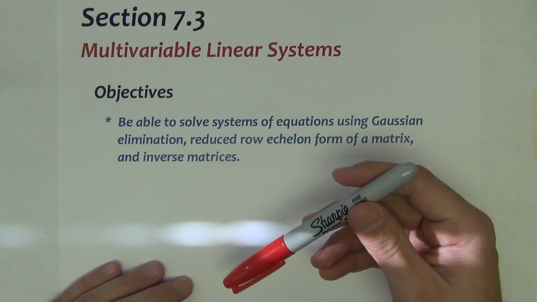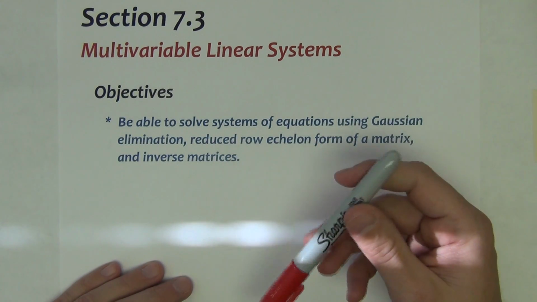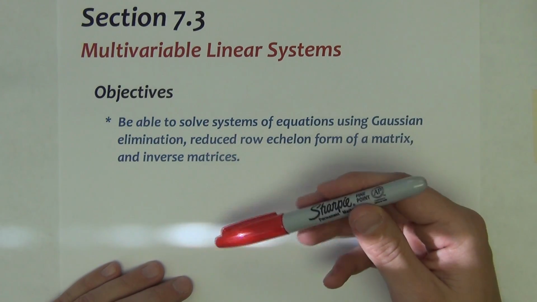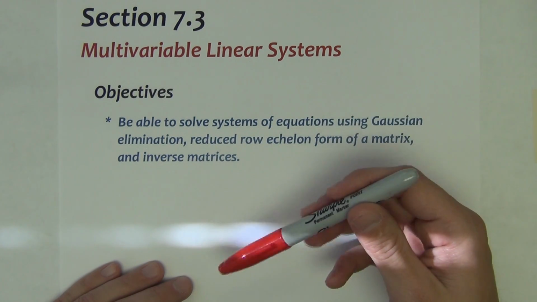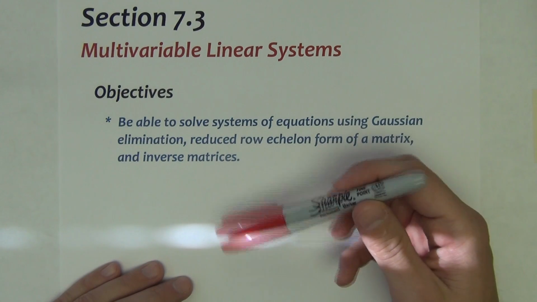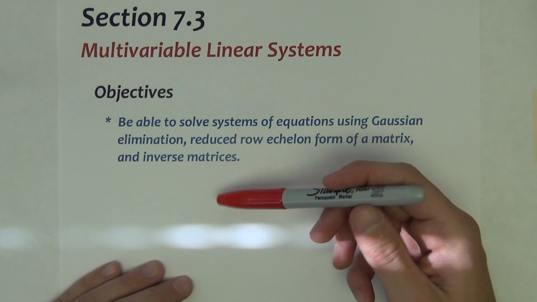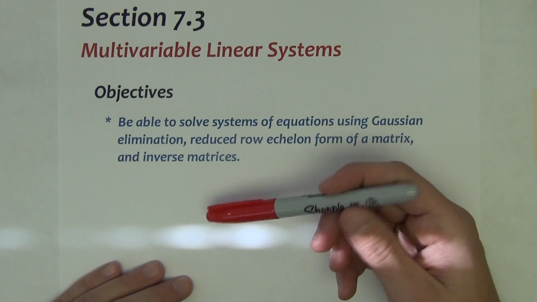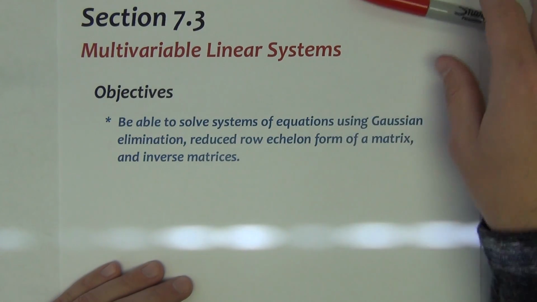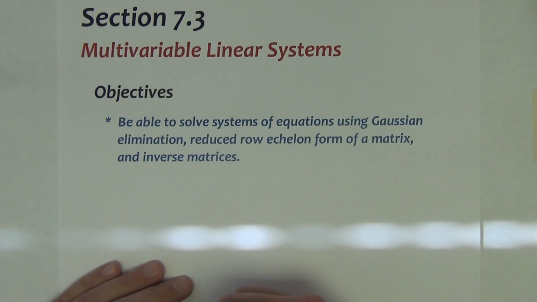Section 7.3 is titled Multivariable Linear Systems. In this section we're going to do a lot of what we did in section 7.1 when we solved 2 by 2 linear systems, in the way of doing some substitution and elimination method. We're also going to tie in some of what we learned in 7.2 dealing with inverse matrices and show how we can use those to solve systems of equations.